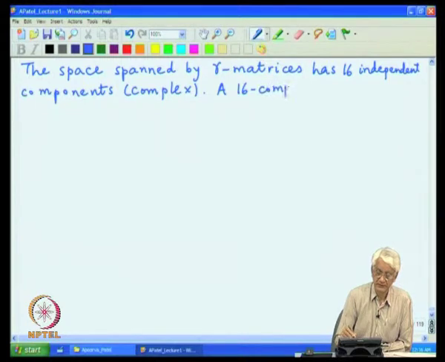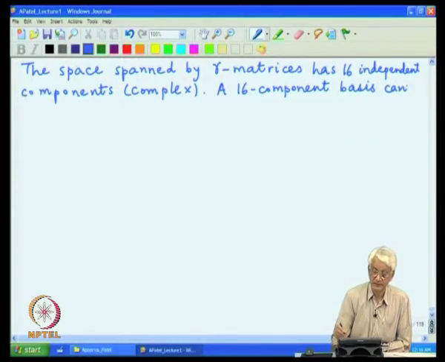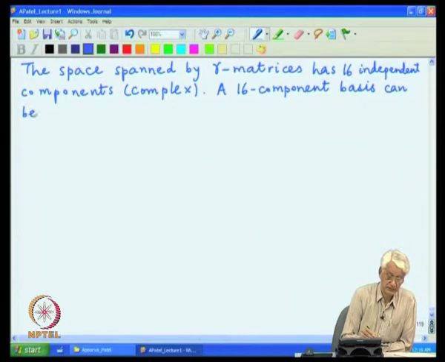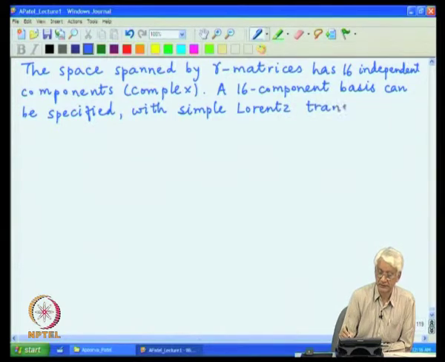component basis can be specified with simple Lorentz transformation.